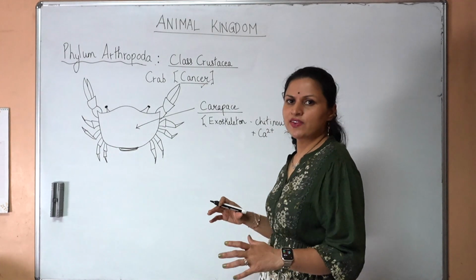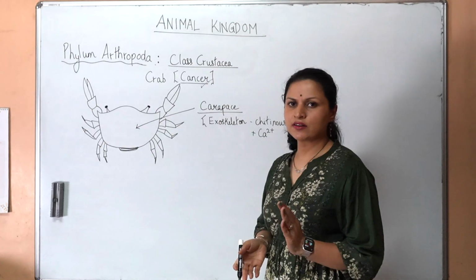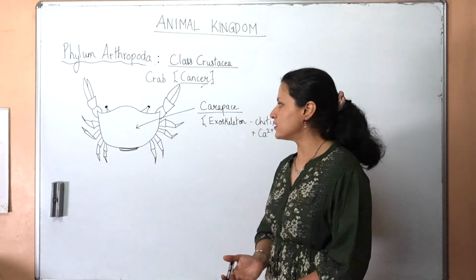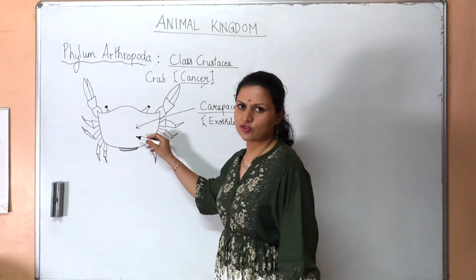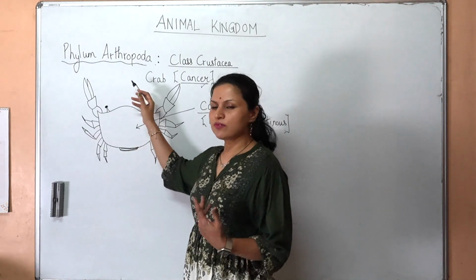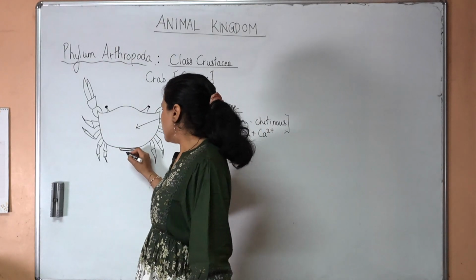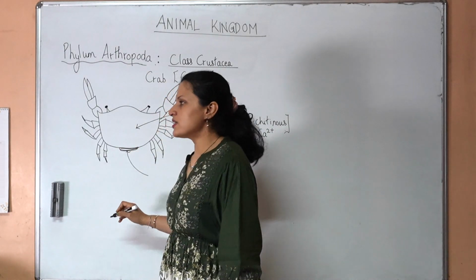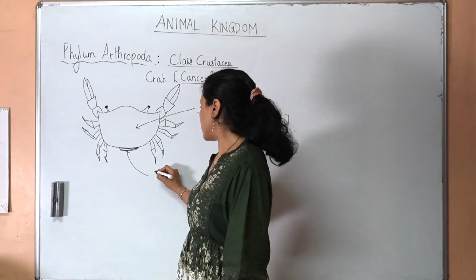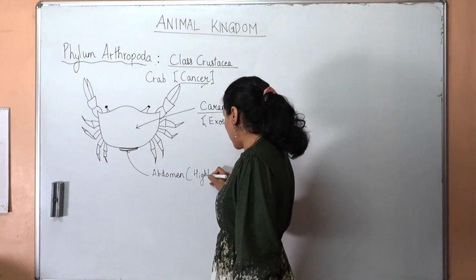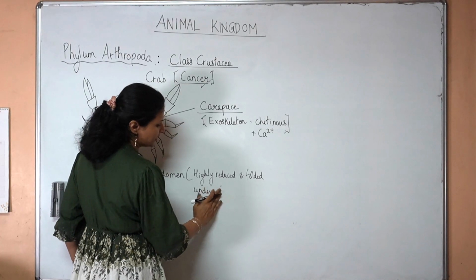A very broad and flat carapace, which makes the crab's body dorsoventrally flattened. The carapace covers the cephalothorax. It does not have a rostrum as in the prawn. The abdominal segments are highly reduced and folded under the carapace in this manner. These are the abdominal segments, highly reduced, folded under the carapace.